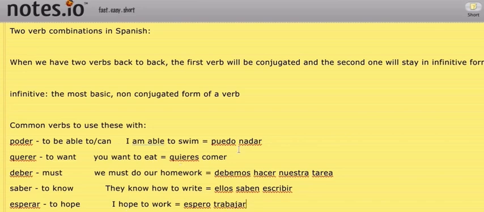So overall, you can see that these two verb combinations, in the first one, it's always going to get conjugated in order to carry that information of who's doing it and when it's happening. But the second one, never going to get conjugated. Just like how it works in English.